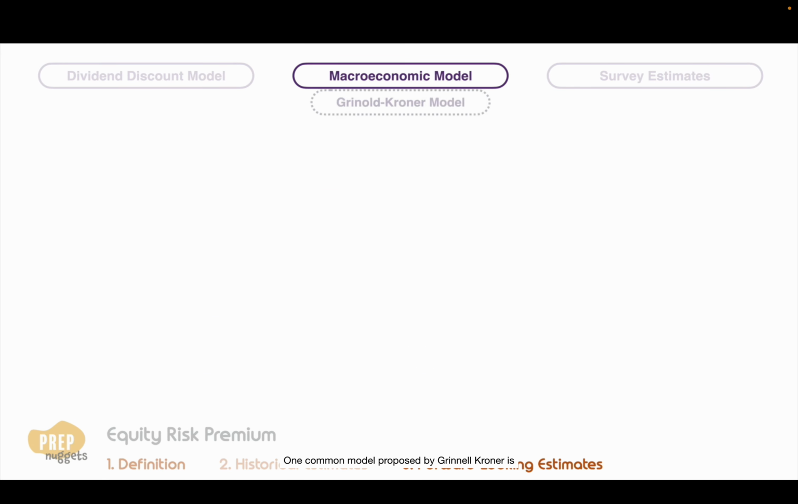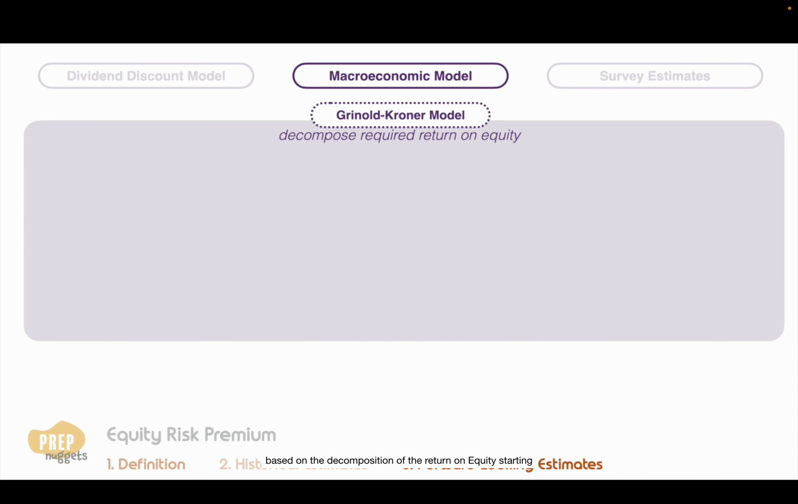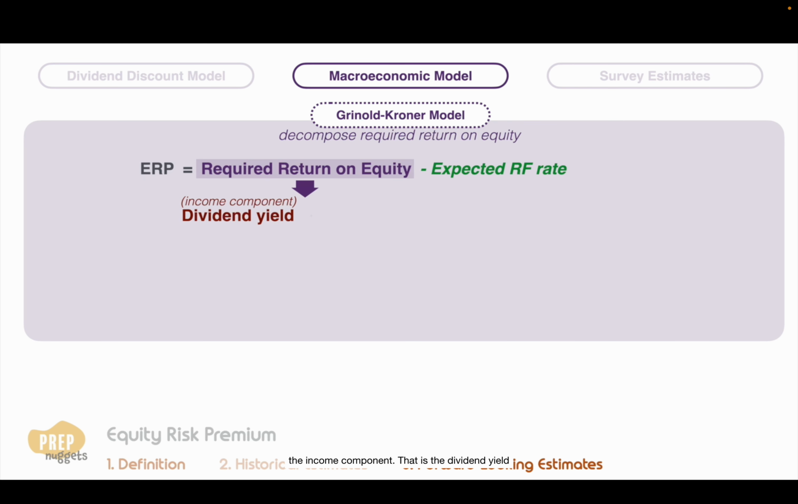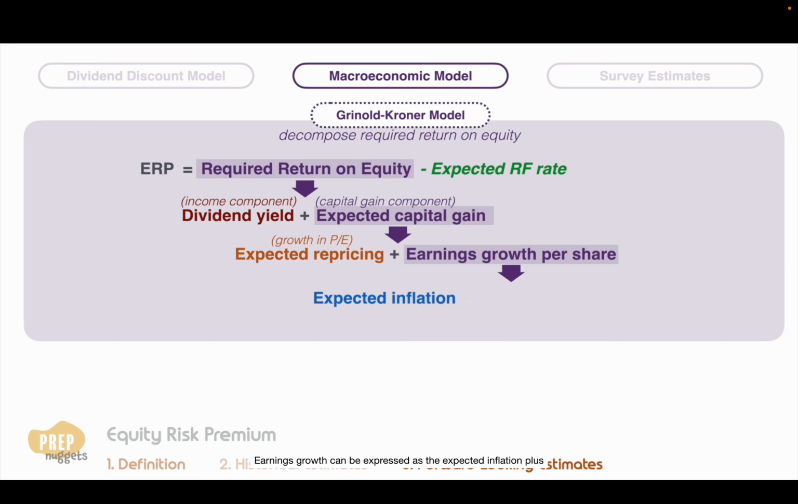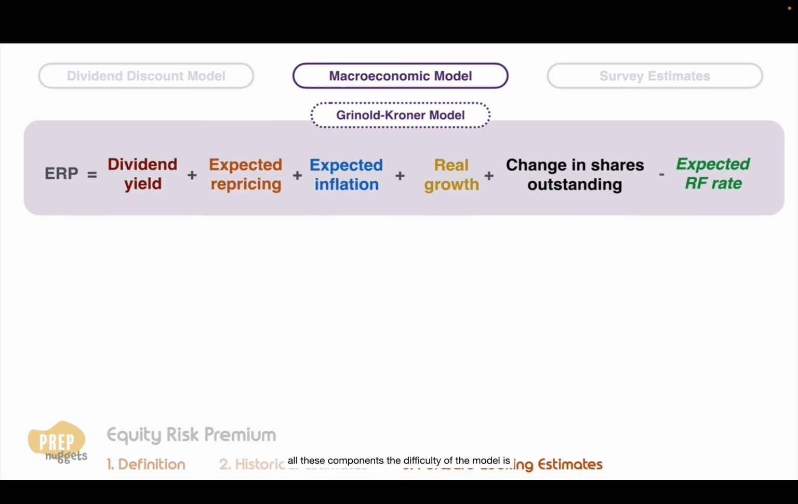One common model proposed by Grinold-Kroner is based on the decomposition of the return on equity. Starting from the fundamentals, the ERP is the return on equity minus the expected risk-free rate. The return on equity can be decomposed into the income component, that is, the dividend yield, and the expected capital gain. The capital gain component can be decomposed into expected repricing due to expected growth in PE ratios of the market and the earnings growth per share. Earnings growth can be expressed as the expected inflation plus the real economic growth plus the change in shares outstanding. As such, the ERP can be modeled as a sum of all these components.